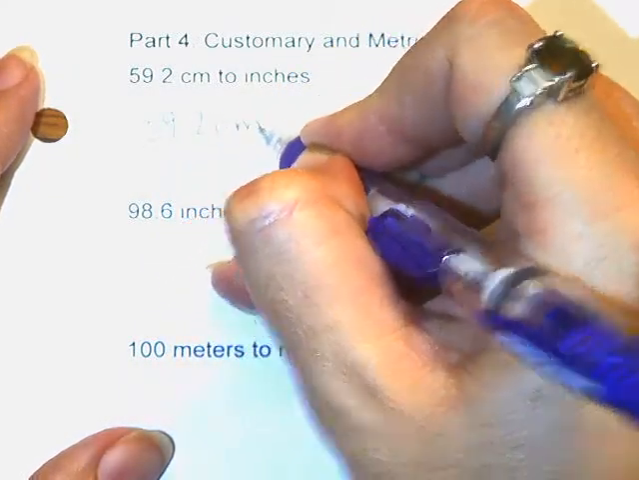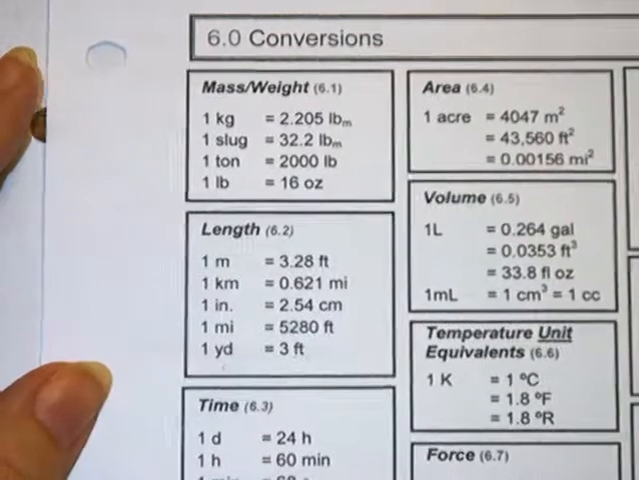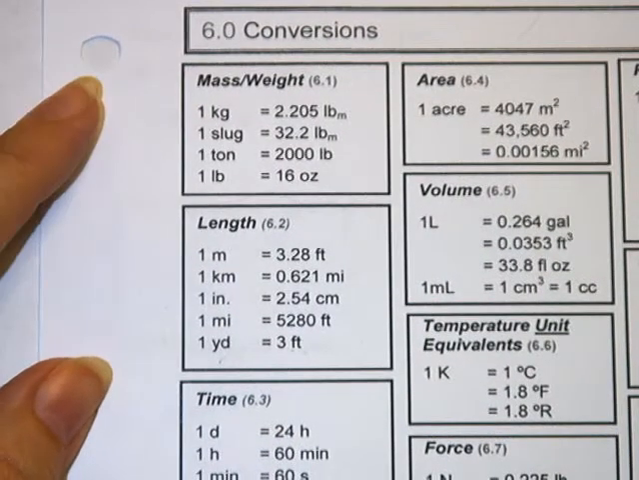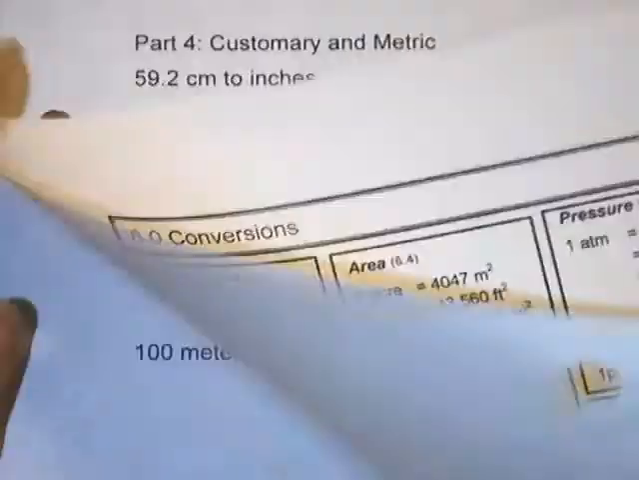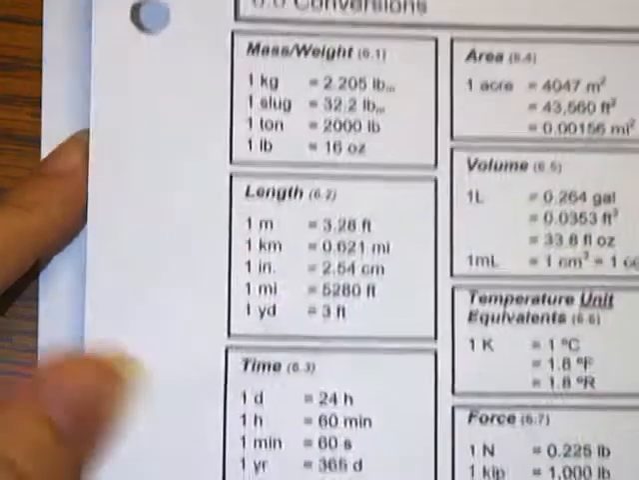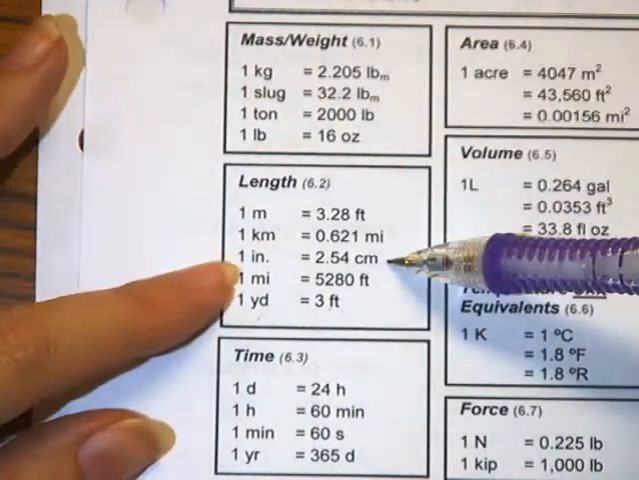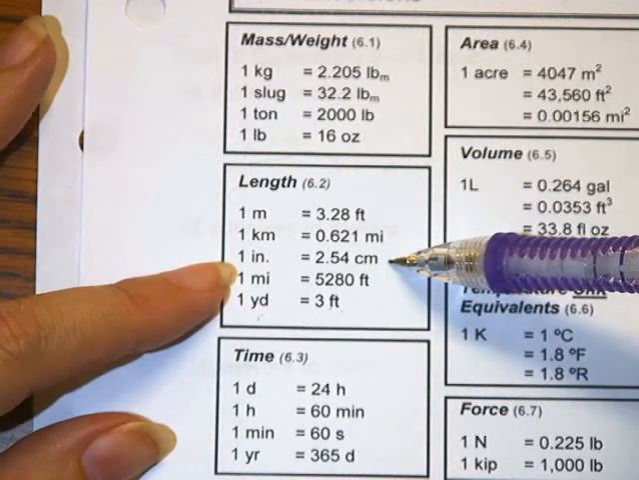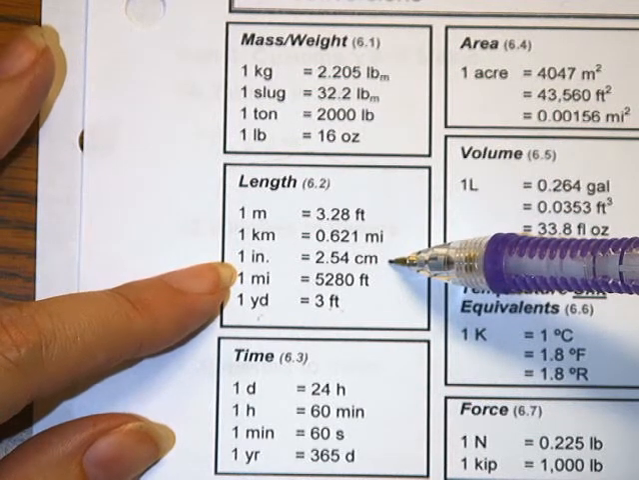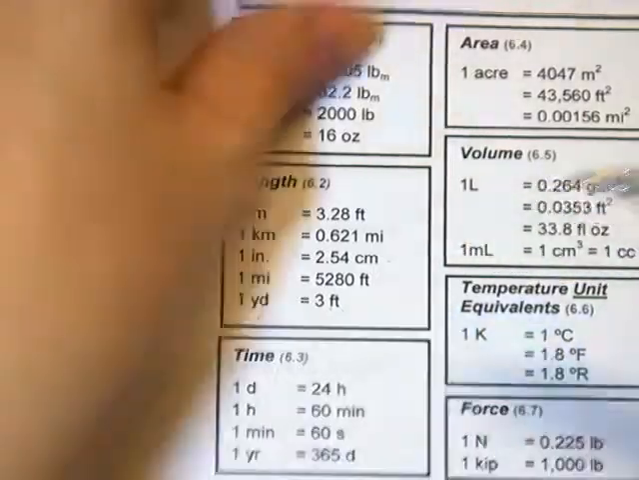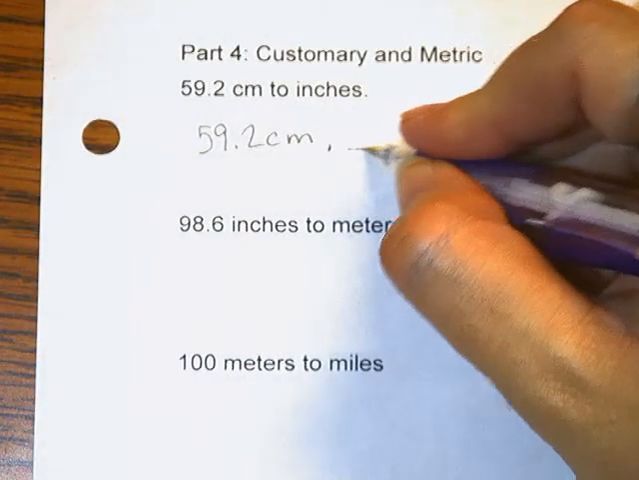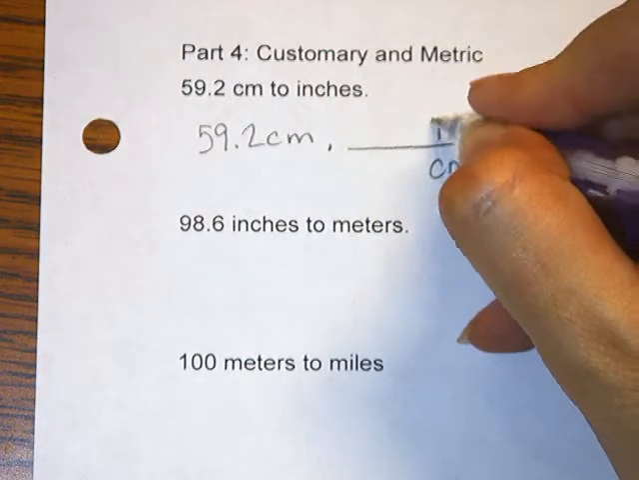9.2 centimeters. And then I'm going to look at my conversion chart. And I'm going to see if I find something here that says centimeters and inches. Well, let's see. Oh, right there. 1 inch equals 2.54 centimeters. So that is exactly the fancy one I'm going to make. I need to put centimeters on the bottom and inches on the top.